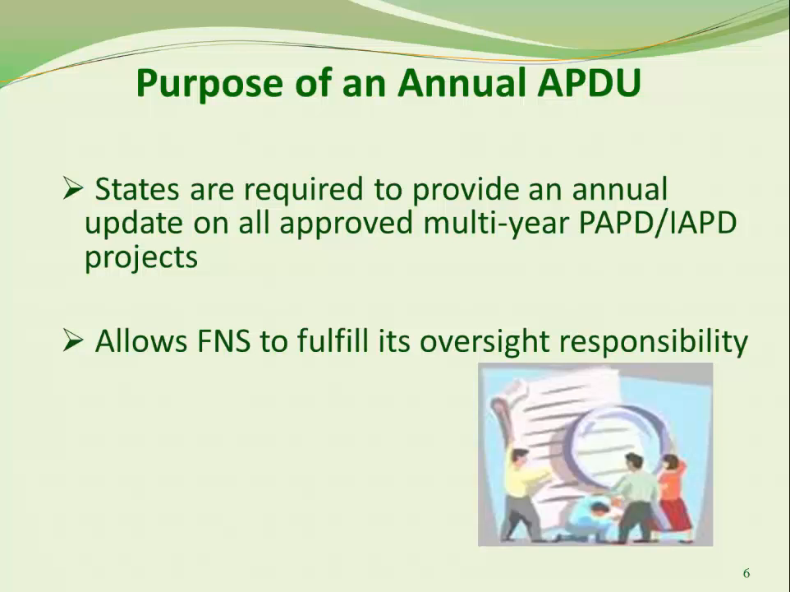The APDU annual can be thought of as a status report. States are required to provide an annual update on all approved multi-year planning APD and implementation APD projects. It documents for FNS what progress and accomplishments have been made to the project which was approved as a PAPD or an IAPD.